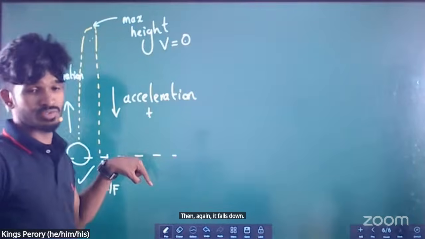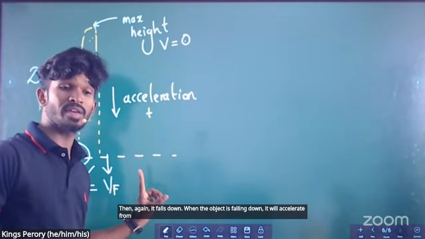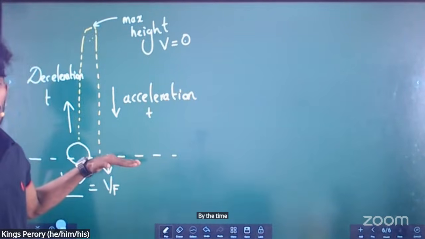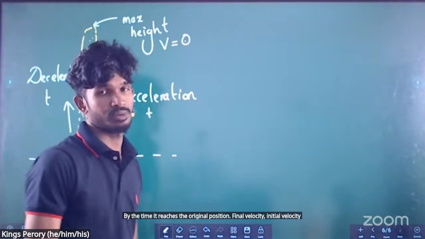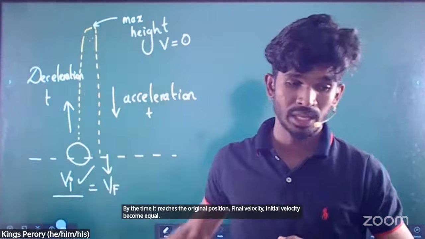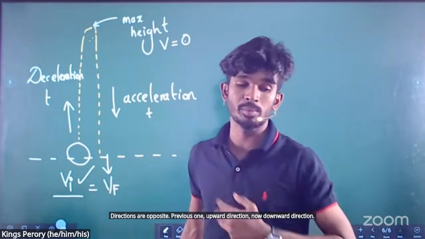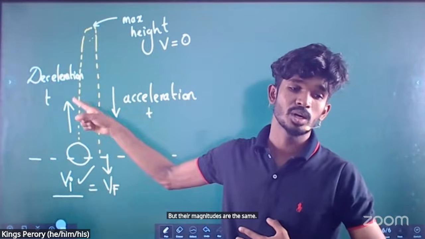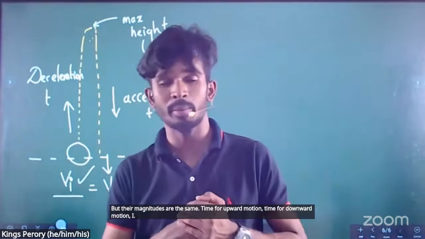When the object is falling down, it will accelerate from 0 and come to a high velocity. By the time it reaches the original position, final velocity and initial velocity become equal. Directions are opposite, previously upward, now downward, but their magnitudes are the same. Time for upward motion and time for downward motion are equal. Now put it to the mind.